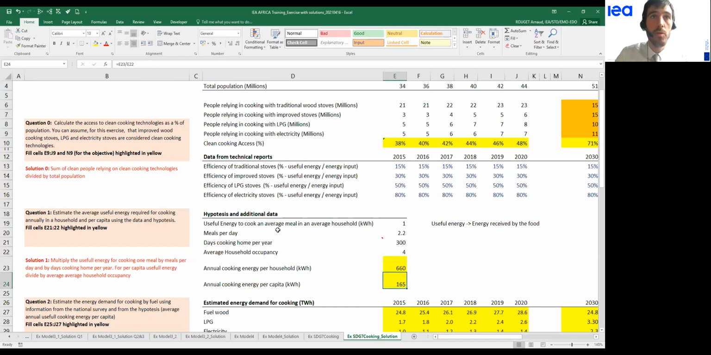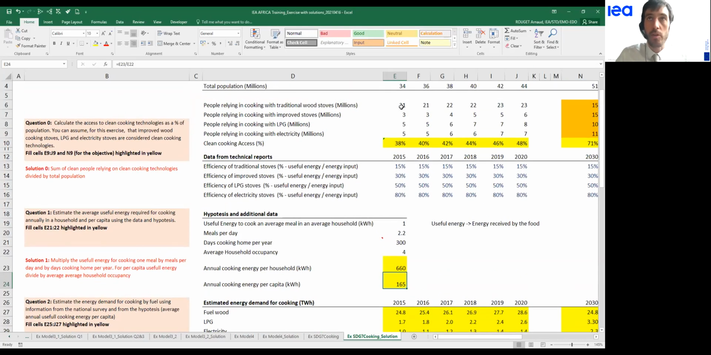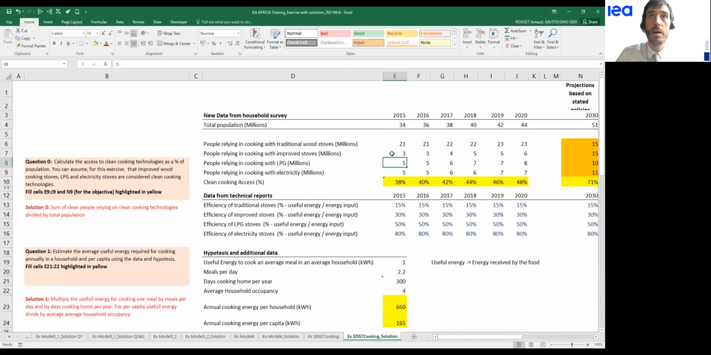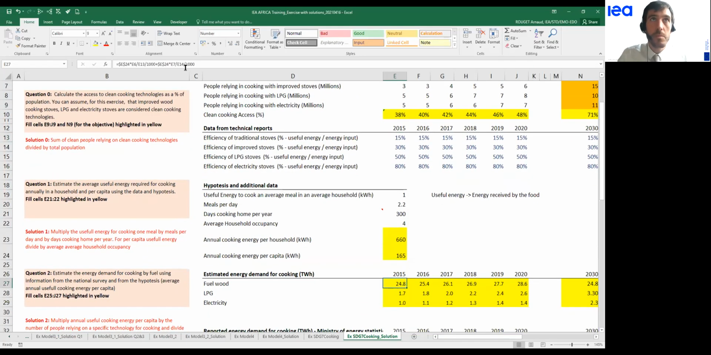And this number will be helpful to estimate at question 2 what will be the energy demand for cooking by fuel, using the number of people relying on each fuel that were given at the top parts of the exercise, and some efficiency levels of each technology that are based on technical reports, on literature and research. So using those parameters, we'll be able to find how much energy demand comes from the need for cooking based on electricity in the country as a whole and how it evolved over time.